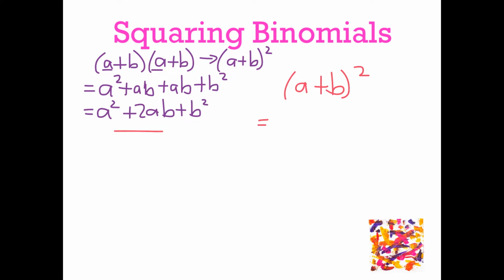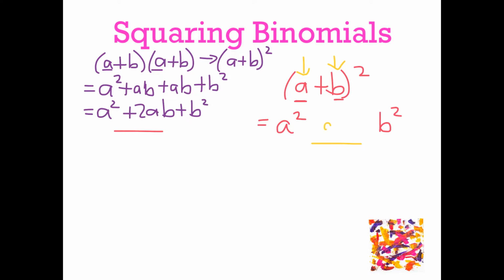Okay, so here's how you're going to do it. You're going to take the very first term in this and multiply that to itself. So a times a is a squared. Then you're going to take the last term and multiply that to itself. So b times b is b squared. Now we get to the slightly more challenging part, which is figuring out the middle term. To figure out the middle term, you are going to take the first term and the second term in the binomial, multiply them together, and then multiply that by 2.